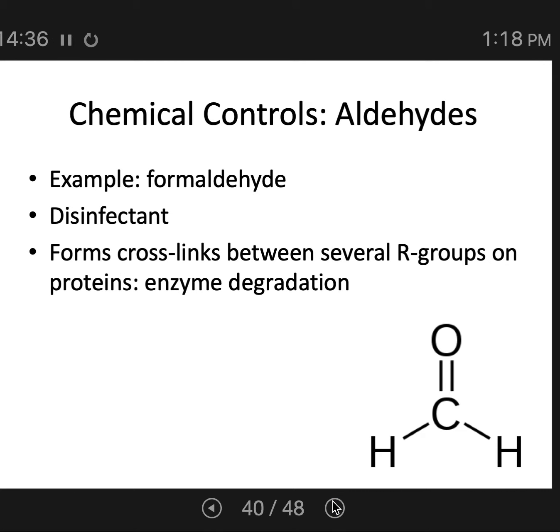Aldehydes, this is going to be stuff like formaldehyde, and this is an aldehyde group, so aldehydes all have this group somewhere on them. These are disinfectants. They form cross-links between several R groups on proteins. This causes enzymes to degrade or denature because it links up amino acids that weren't supposed to be linked in the protein, which changes its shape.